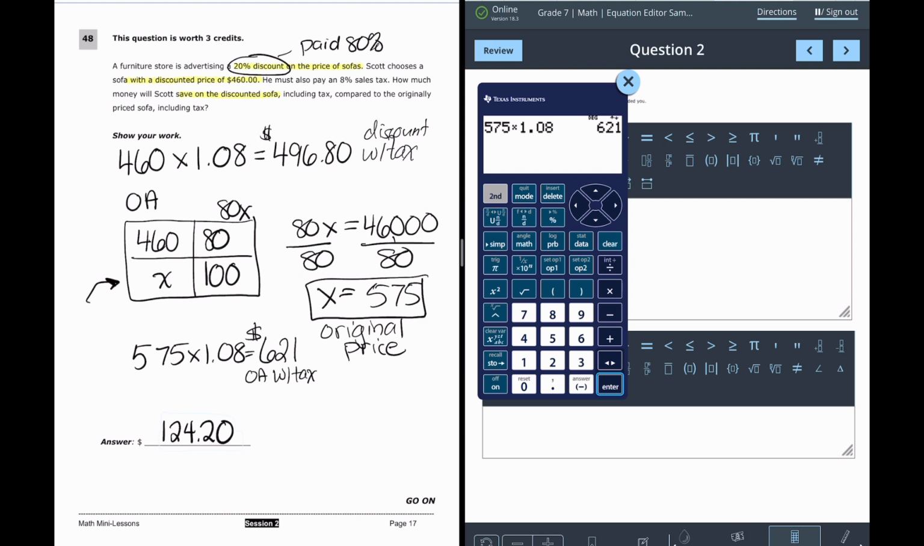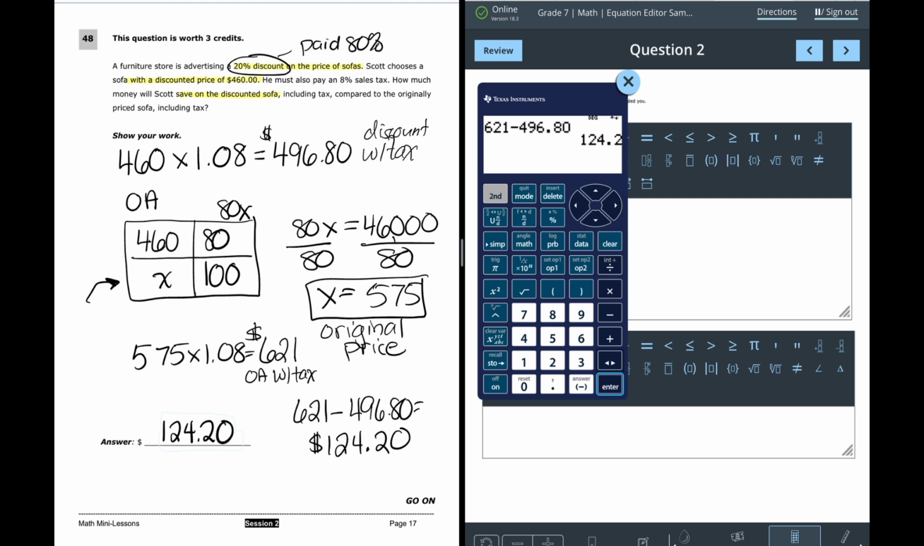All right, and our final step is we have to subtract to find out the difference because that's what they wanted. So 621 minus 496.80 is equal to 124. Our calculator is going to say this, but we know we're talking about money, so we'll do this. All right, so there we go.